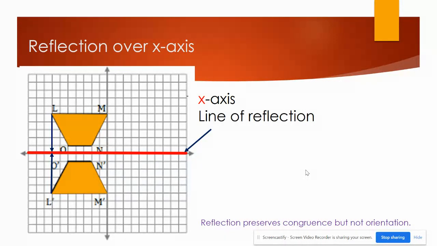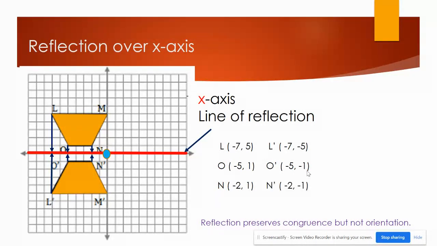So here we have point L. From the origin, we can identify its coordinates, which is -7, 5. And if we take a look at our image, L prime would be -7, -5. Point O, we see that it has coordinates -5, 1. So O prime will be -5, -1. Point N, and its original position is -2, 1. So N prime will be represented by -2, -1.